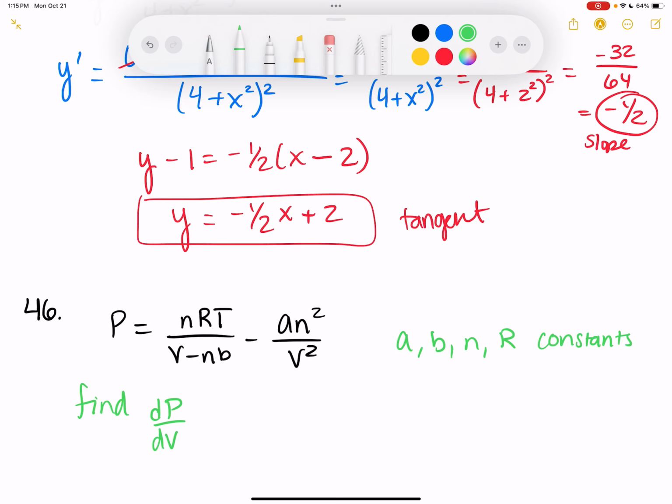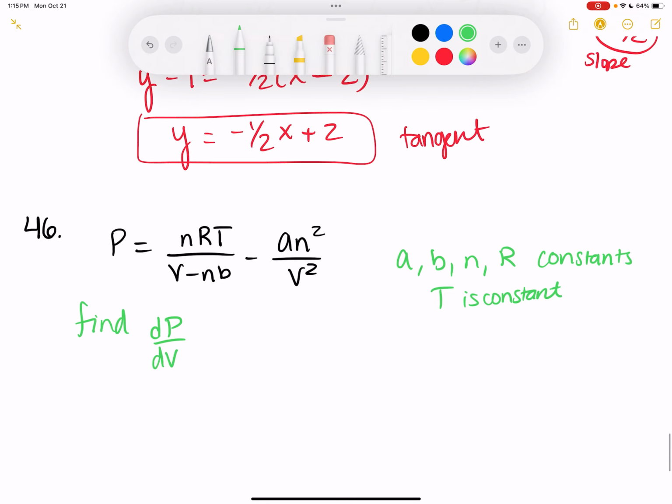Now, they tell us that these things are constants, but they also told us that temperature T is constant. So that will also be just a number. So the variable in this problem is V. Everything else that's a letter in here is considered a number. T is constant. All right, so dP dV.